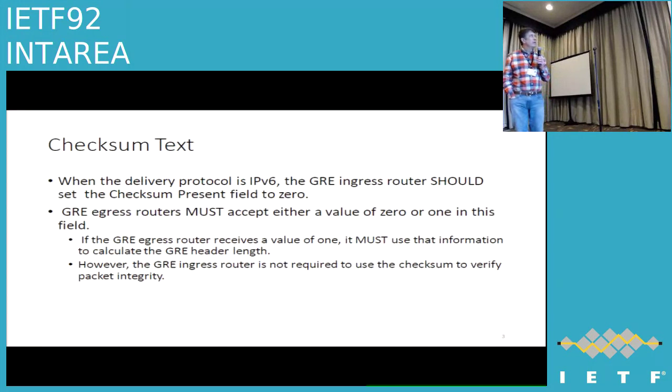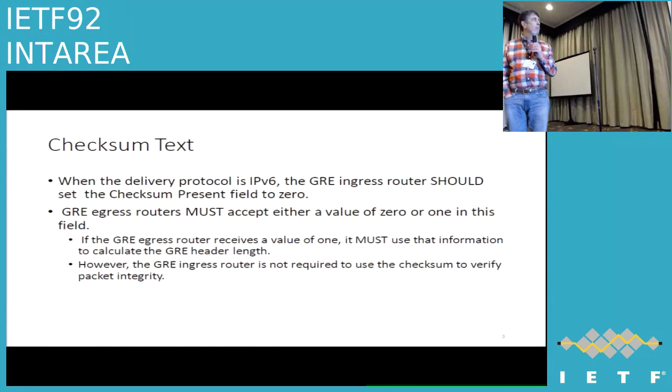First is checksum text. When the delivery protocol is IPv6, the GRE ingress should set the checksum present field to 0. The GRE egress router must accept a value of either 0 or 1, and if the GRE egress receives a value of 1, it must use that information to calculate length. However, it's not required to use it to calculate packet integrity.